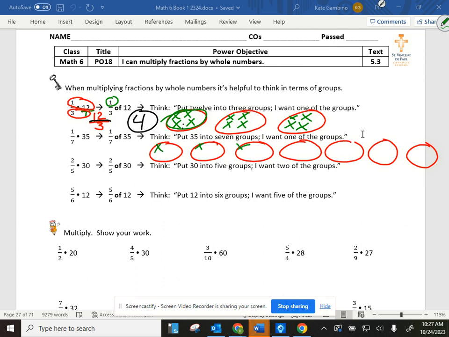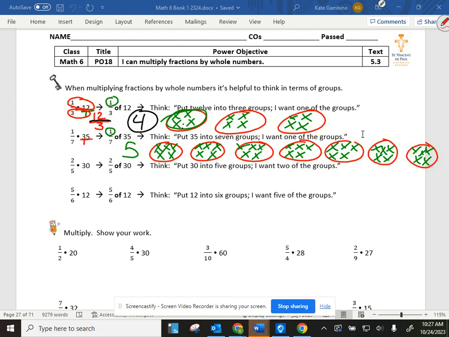1, 2, 3, 4, 5, 6, 7, 8, 9, 10, 11, 12, 13, 14, 15, 16, 17, 18, 19, 20, 21, 22, 23, 24, 25, 26, 27, 28, 29, 30, 31, 32, 33, 34, 35. If I want one group of 7, how many do I get, Madeline? 5. Or we can look at that multiplying across.